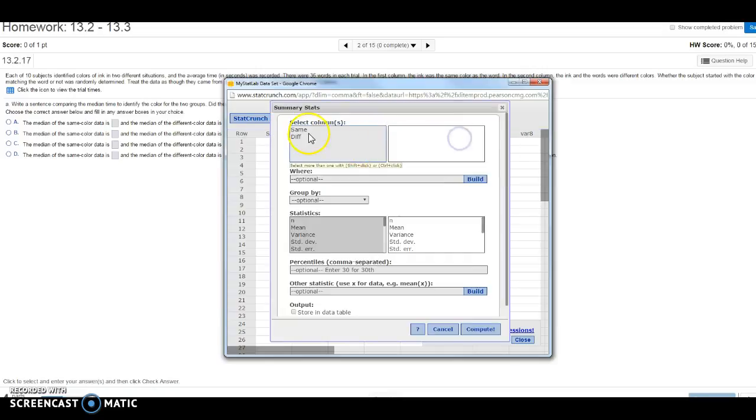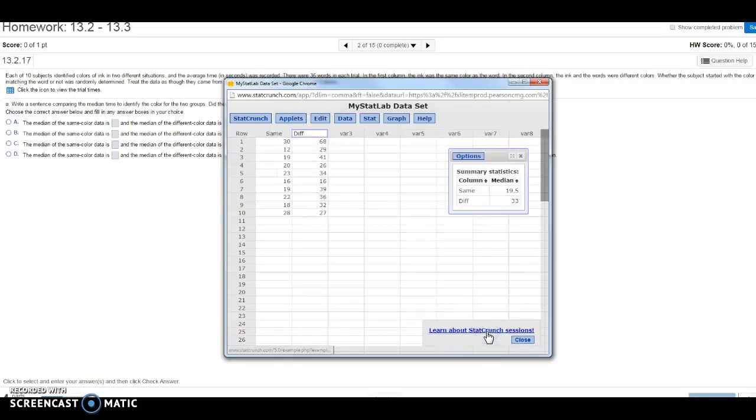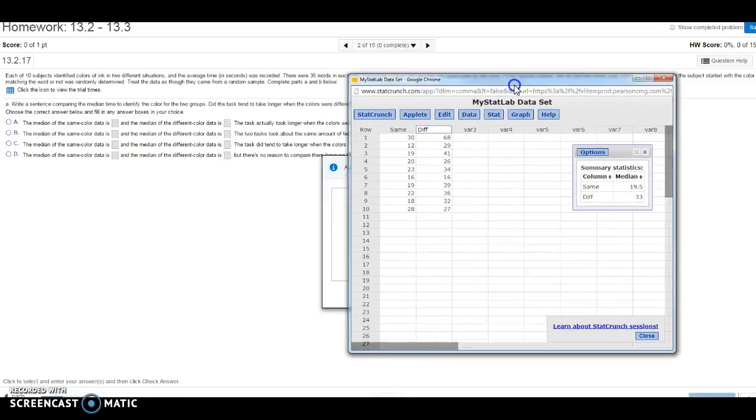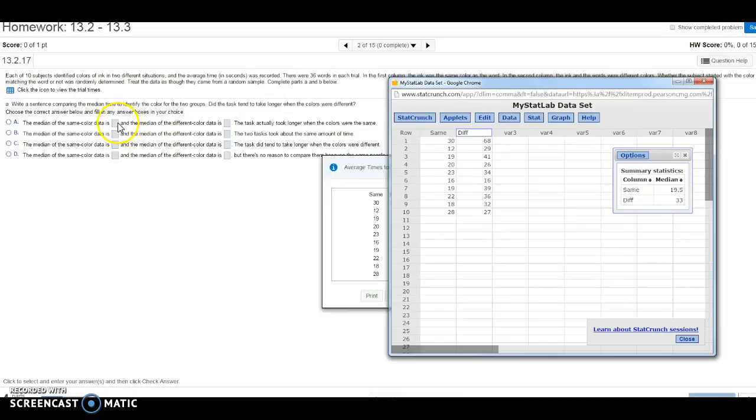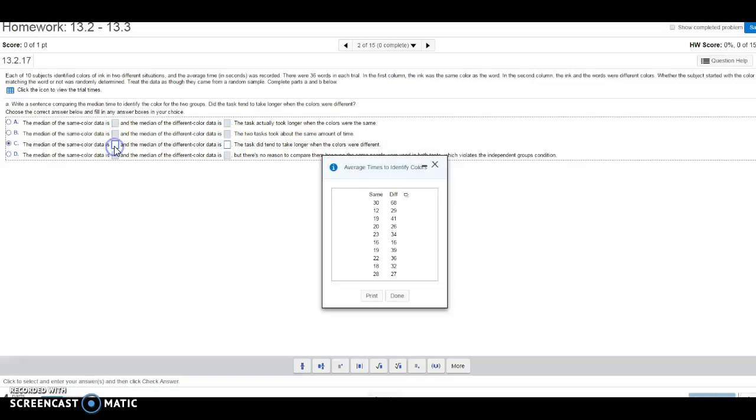I go to Columns. I'm going to want both columns, and I just want the median is all I care about. I'm going to compute that. So if the colors were the same, the median was 19.5 seconds. If they were different, it was 33 seconds. So it looks like the task took longer when they were different. So I want 19.5 and 33.